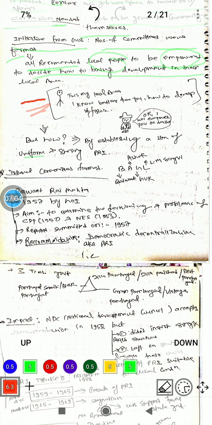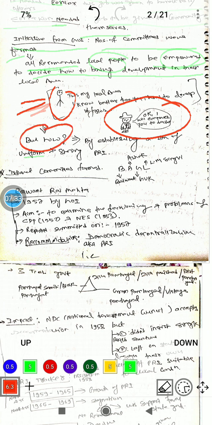Here is a new illustration showing the need for local government. This person is saying, this is my local area, I know better than you how to develop it faster. The other says, okay, I will empower you to decide. This means local people have local knowledge, which is very important for better and faster development. And now you are empowering the local government. But how will you do this? The question is how.